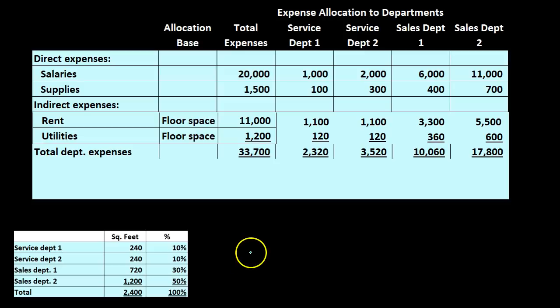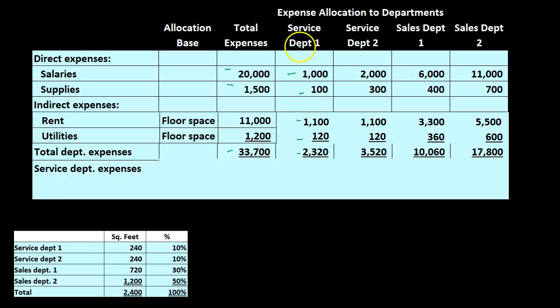Then we have the total department expenses. So we're adding these up, both the direct and the indirect. So 20,000 plus 1,500 plus 11,000 plus 1,200 for the total expenses. Service Department 1, 1,100, 1,100, and 1,020 for a total of 2,320.